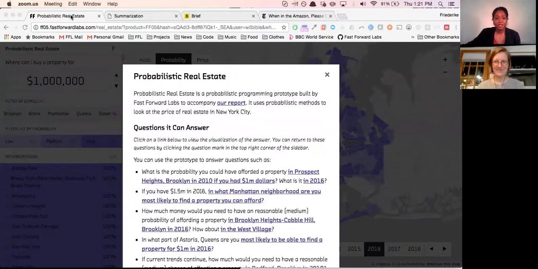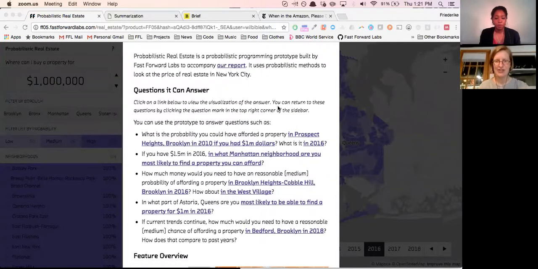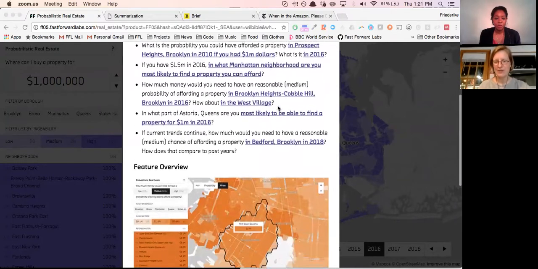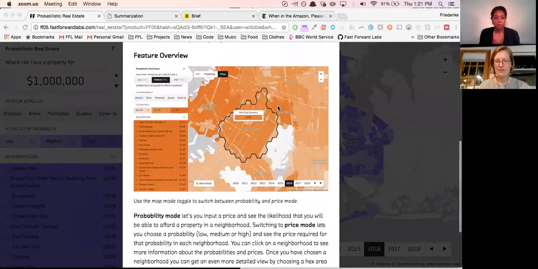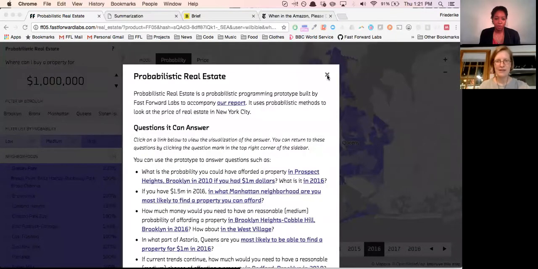Yep, perfect. Fantastic. So what you see here is a prototype called Probabilistic Real Estate. This prototype is public, so if you go to the Fast Forward Labs blog, you can actually play with it and try it out. There's a description about the prototype itself and how you can read it. I'm not going to go through that now, but if you come to our website, you can see it. So let me close that.